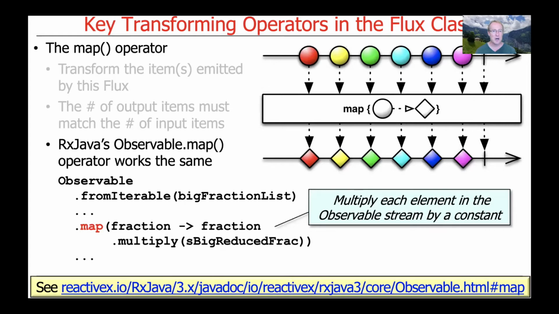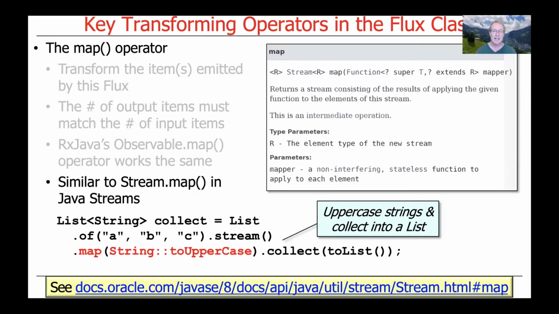RxJava has an Observable class whose map operator works essentially the same as it does in Project Reactor's Flux class. Once again, you can see here, we take a list of BigFractions, use Observable's fromIterable factory method operator to create an observable stream, and then we apply the map transforming operator to multiply each of the fractions by a big reduced fraction. Both map operators in RxJava and Project Reactor are very similar to the map operation defined in Java Streams and its Stream interface.